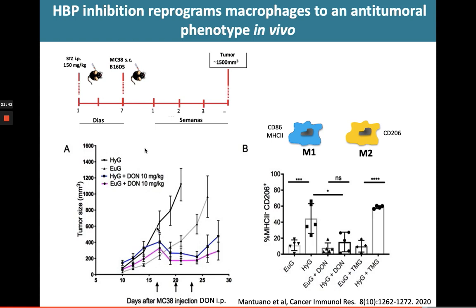And after the first injection, when we look at the polarization of the macrophages, we see that inhibition of GFAT, so using DON, decreases, here we are seeing the CD206, so the M2 phenotype, we see that DON decreases the CD206 marker. And when we inject the OGA inhibitor, increasing the O-GlcNAcylation, we see an increase in this marker. So yes, by inhibiting the O-GlcNAcylation, we can reprogram the macrophages to an M1 phenotype that decreases the tumor size.